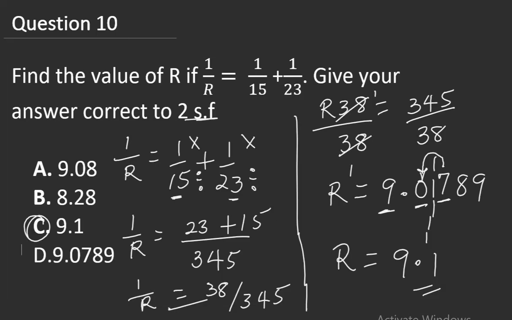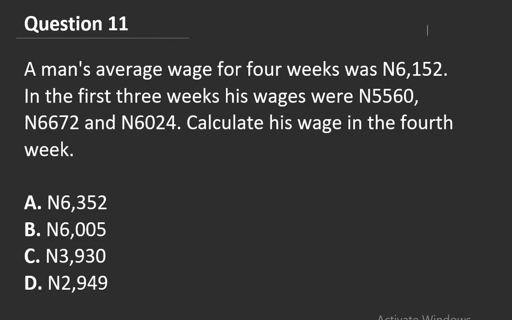Question 11. A month's average wage for 4 weeks was 6,152 naira. In the first 3 weeks, his wages were 5,560, 6,672, and 6,024. Calculate his wage in the 4th week. This is finding a single item under average. Whenever you are given average, please look for sum. So we need to find the sum of 4.